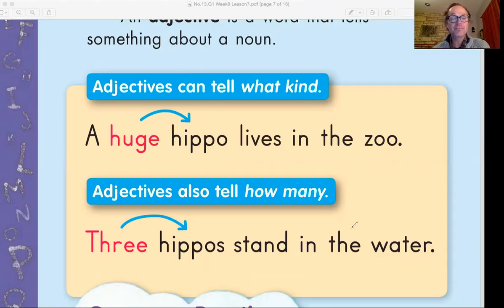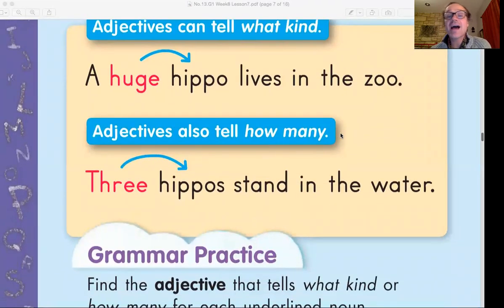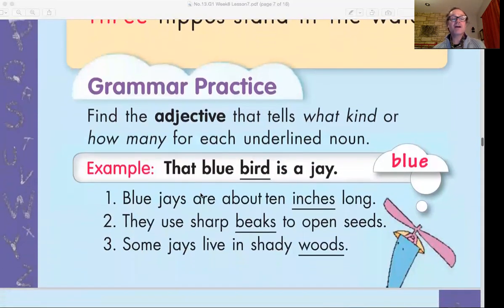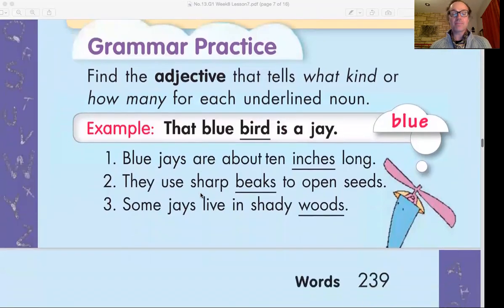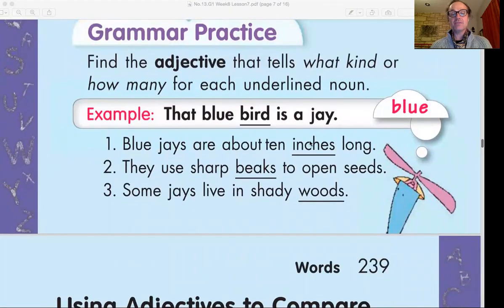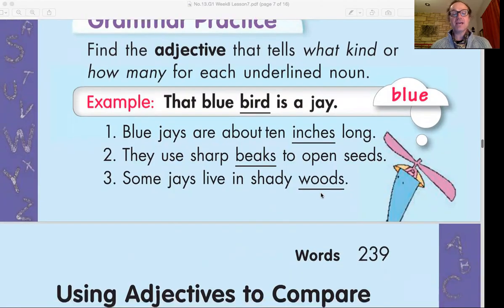I see. Good. And then the next one, adjectives can also say how many. 3 hippos. So an adjective can be how many? 3. There's another adjective. Grammar practice. Find the adjective that tells what kind and how many for each underlined noun. Here is the noun, here is the noun, and here is the noun. Find the adjectives, okay? And you can pause the video now, and then we'll come back and answer those.